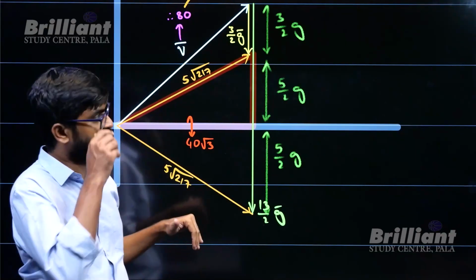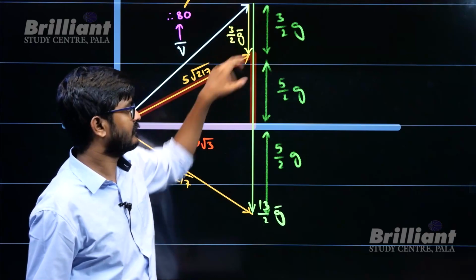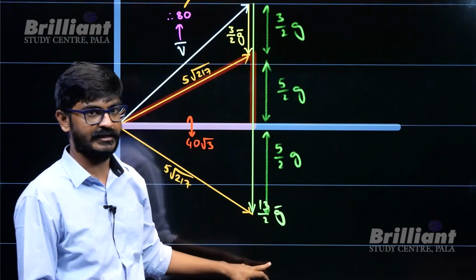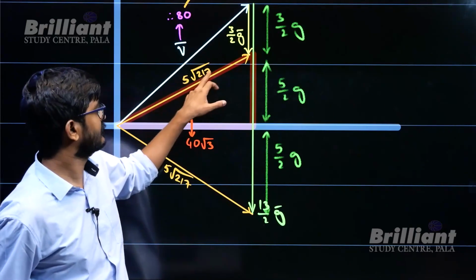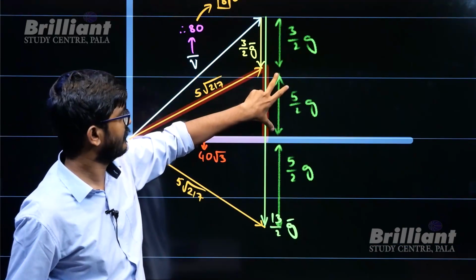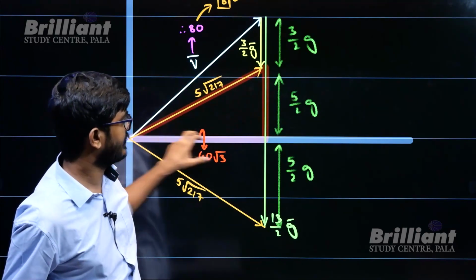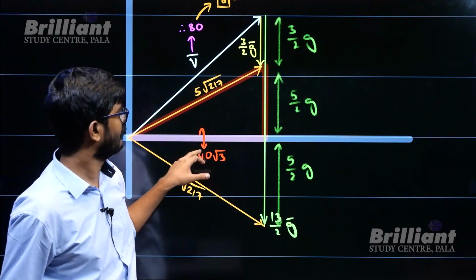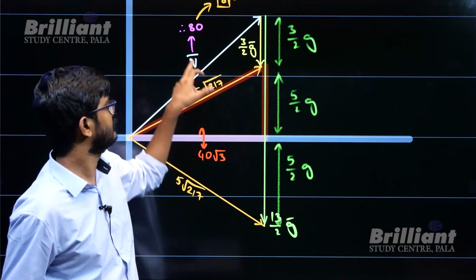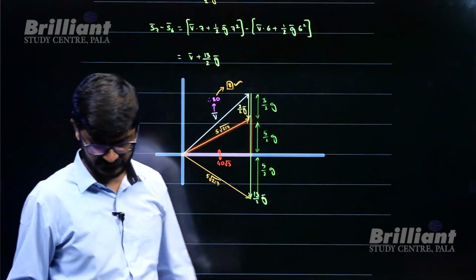Now if this is 3 by 2 g bar, by similar triangles I can say this must be 5 by 2 such that the total will become 13 by 2, and this value is given as 5 root 217. Okay, now I know this value. By using the right angle triangle I can get this value. Now by using the big right angle triangle, I know this value, I can find this value, right?